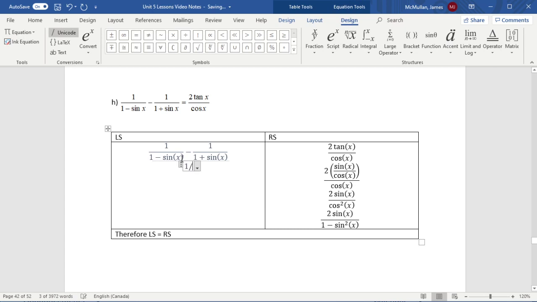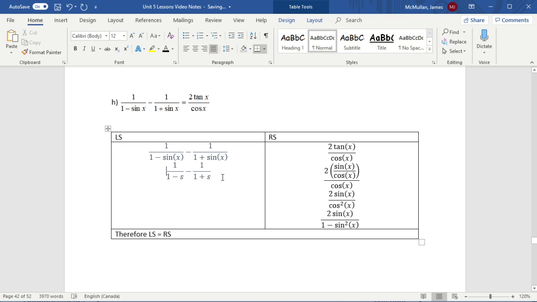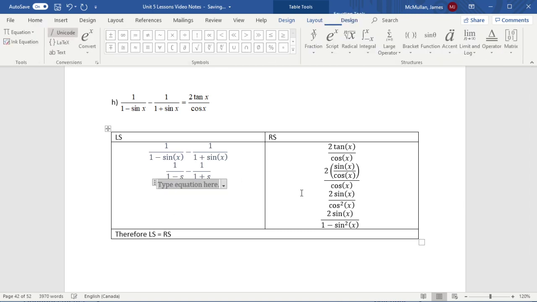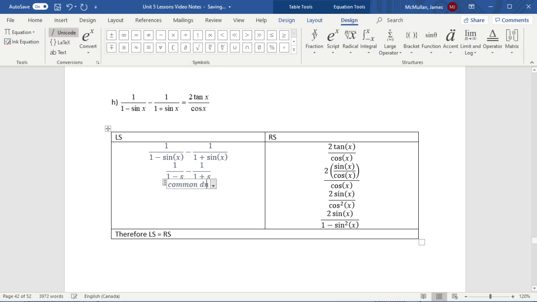Again, for ease of algebra, let's go 1 minus s over 1 plus s, right? Just to make it a bit simpler for ourselves. So the common denominator is 1 minus s times 1 plus s. Okay, so let's look at how this would work. So I take my equation.